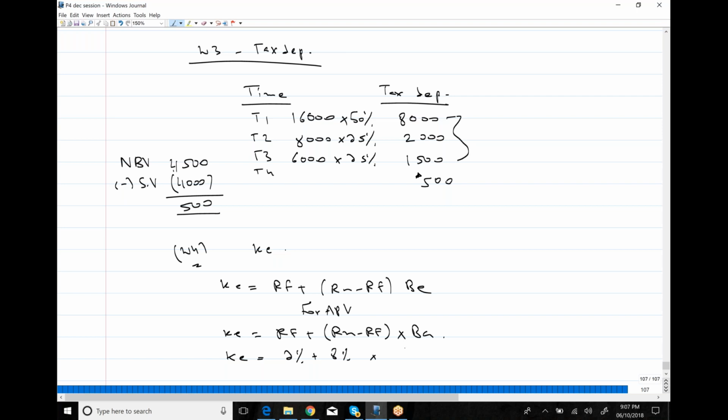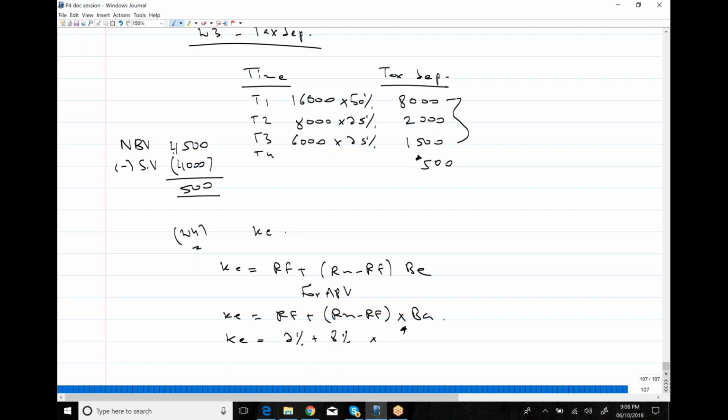Into beta asset. Now I need beta asset, so for beta asset we have to do a working. Now this is the case of diversification, right? So I will use proxy company data. In diversification, you will do ungearing using proxy company data. But over here in APV, I will not do any regearing. You will just do ungearing using proxy data.